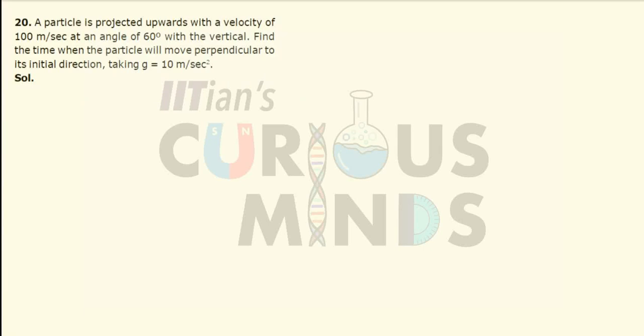A particle is projected upwards with a velocity of 100 meter per second at an angle of 60 degree with the vertical. Find the time when the particle will move perpendicular to its initial direction, taking g equal to 10 meter per second square.